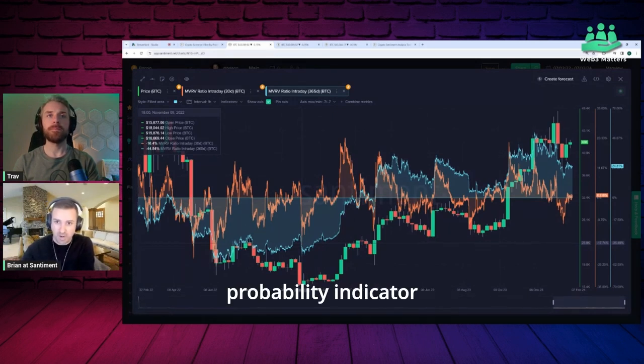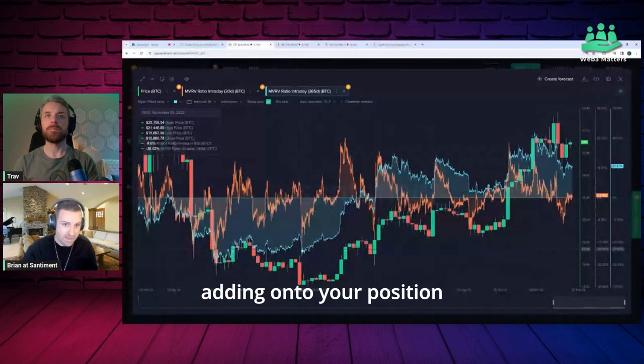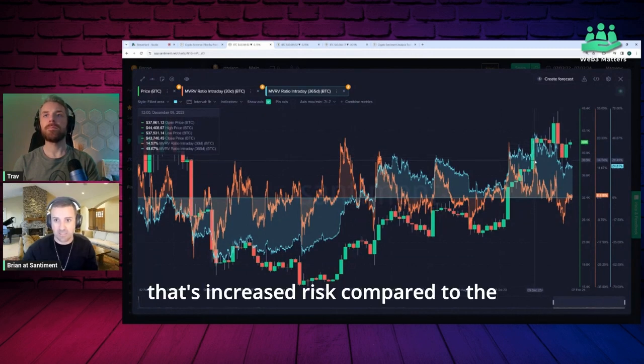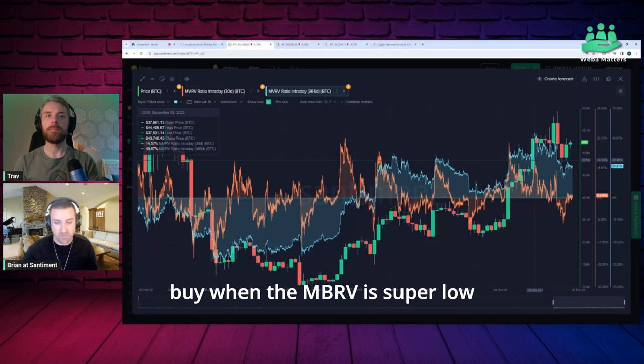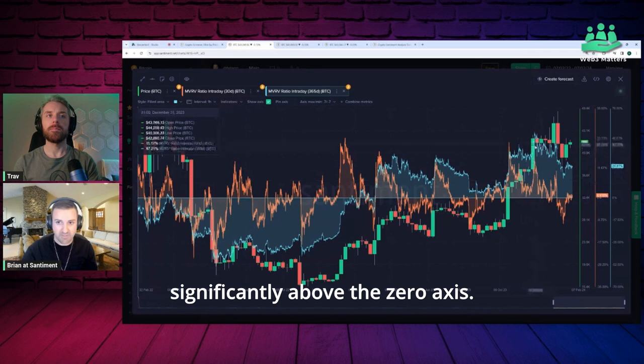This is essentially a probability indicator. And the lower you get, especially if both are low at the same time, the less risk you have in adding onto your position or opening a new position, versus really high like this, that's increased risk compared to the usual moment in time. So essentially you want to buy when MVRV is super low and below the zero axis and sell when it's significantly above the zero axis.